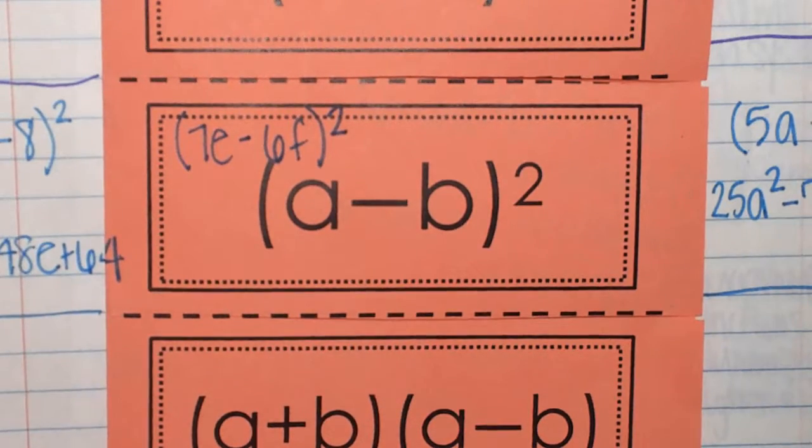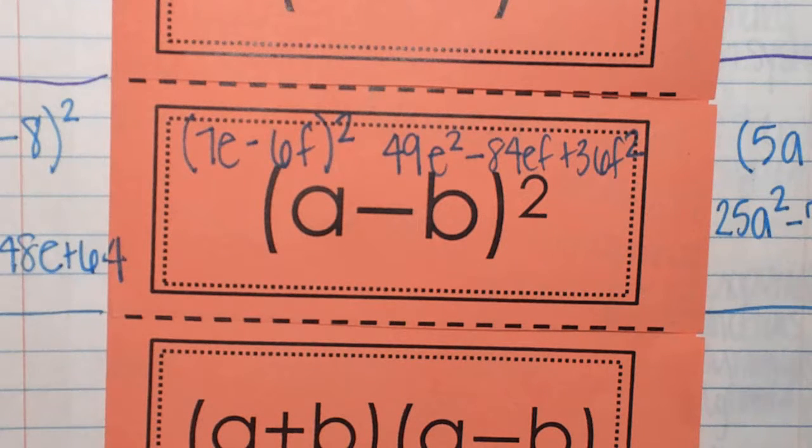All right, 7e minus 6f quantity squared is the example I would like you to do now. Hey, there's a new problem on the board. All right, who got 49e squared minus 84ef plus 36f squared? Yeah. We all did. Give your team a point.